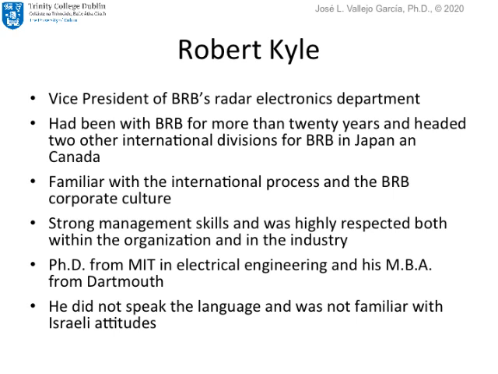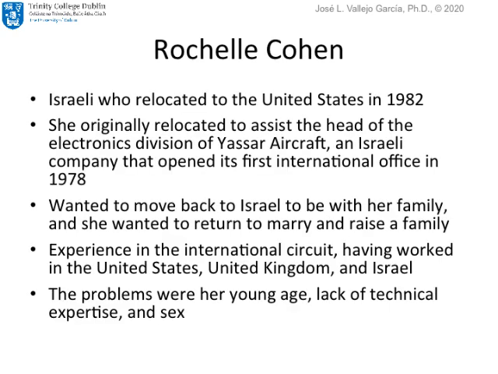of other reasons. And the third candidate from the U.S. division is Rochelle Cohen. She's an Israeli who relocated to the United States in 1982. She originally relocated to assist the head of the electronics division of Yasser Aircraft, an Israeli company that opened its first international office in 1978. She wanted to move back to Israel to be with her family, and she wanted to return to marry and raise a family there. So here we have a female candidate that wants to go back to Israel.